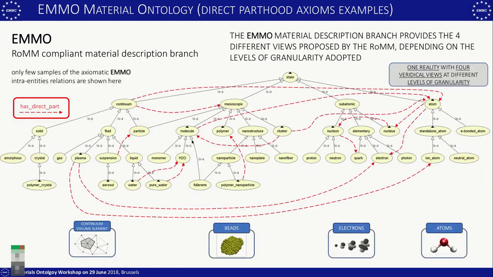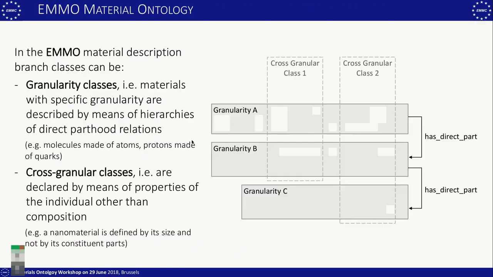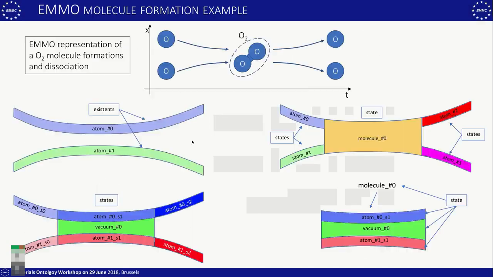Let's have a look at the examples here. Molecule formation example. The EMMO representation of molecule formation is represented by this process. This is a process of combination of oxygen and then dissociation. You can represent this phenomenon in the EMMO by using two existents, atom 0 and atom 1, that live their lives in this way.